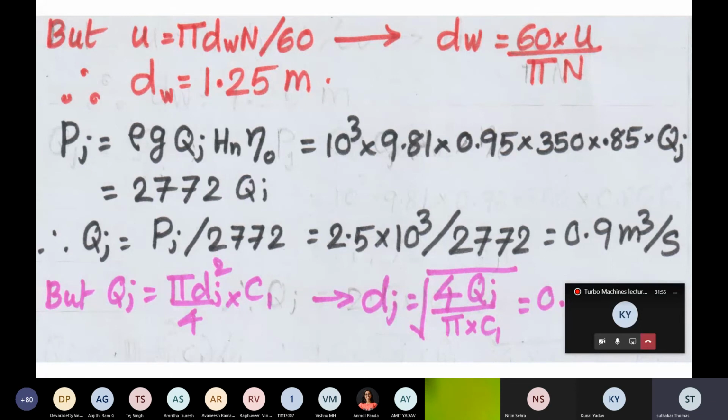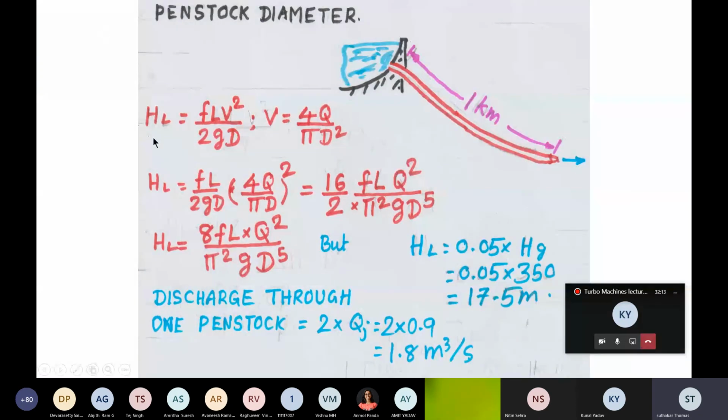So now this volume flow rate you can equate to the area of cross section and velocity, that is pi d jet square by 4 into C1, from which you can calculate the diameter of the jet. So you get a value. Now the last part is calculation of the diameter of the penstock.